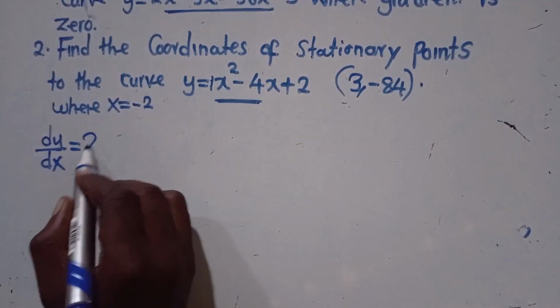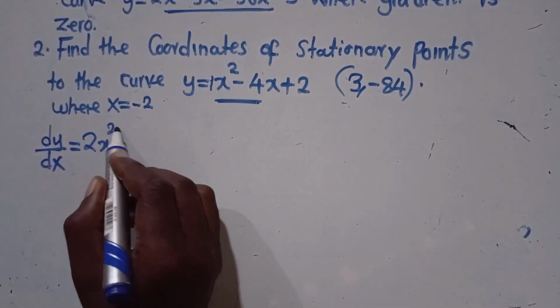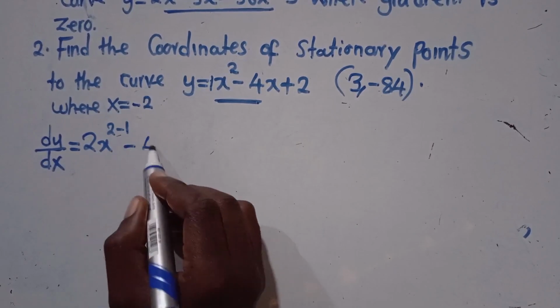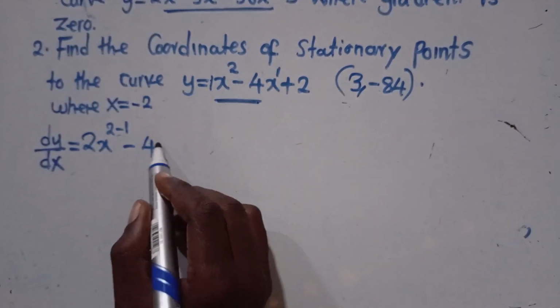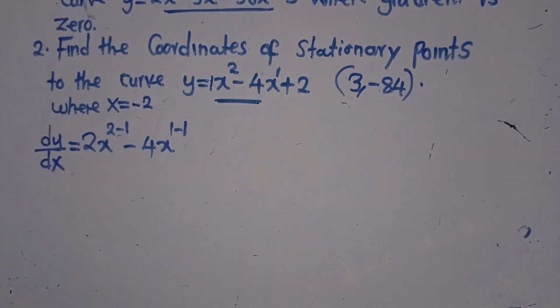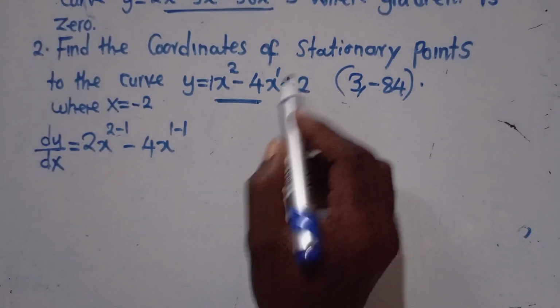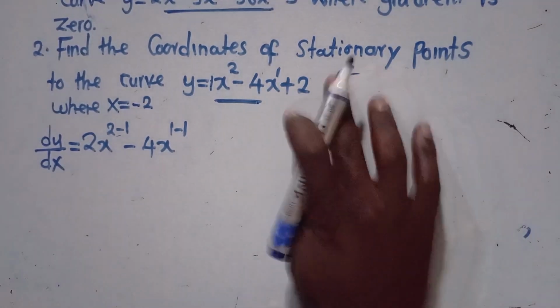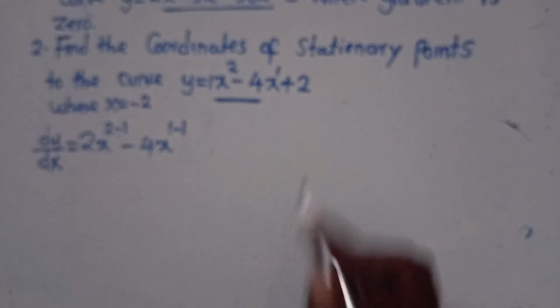2 times 1, it is 2. x squared minus 1, minus, that is 4. 1 times 4, 4. x to the power 1 minus 1. You are going to get something like that. So meaning that you cannot differentiate this. Someone can be confused. It's not here like this.